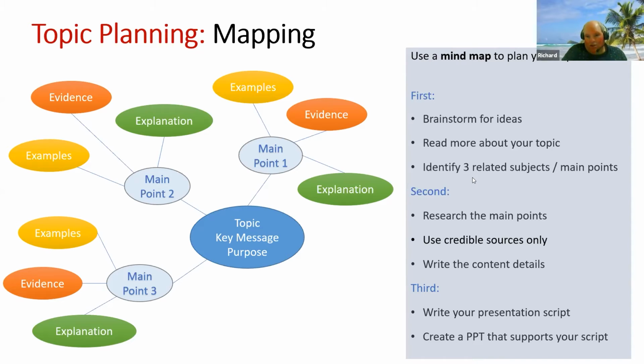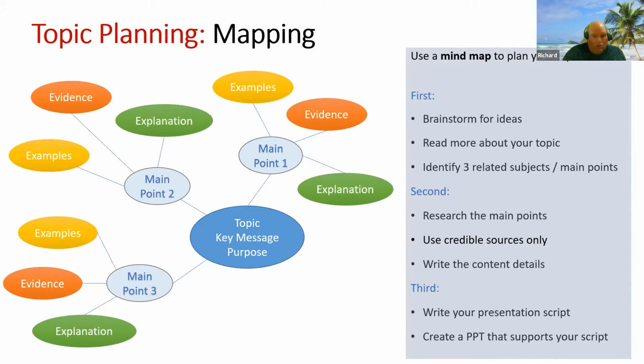Okay, and I've got here in the first thing, identify 3 related subjects or main points, as I said before. Second, research the main points and use credible sources only. Credible means the author is someone who has qualifications, and it's not a blog site. You know, like you go to the internet and it's someone's opinion, and that is not credible. It has to be backed up with some factual information and referenced somewhere. So credible sources are the best because it's factual.